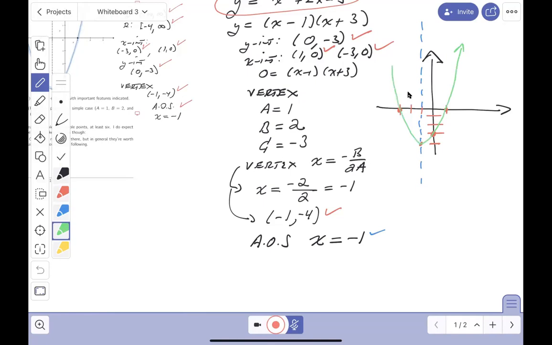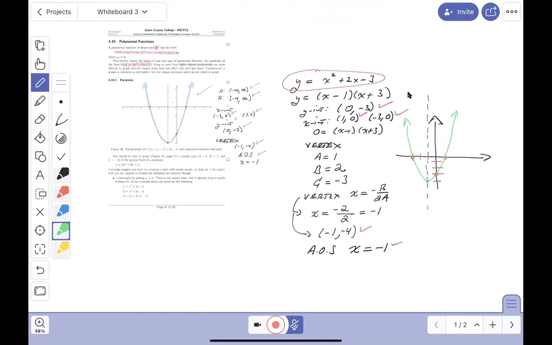Okay, let's go back. Are we getting the same picture? Of course we are. What picture's better? The one the machine does. All right. I'm going to go to the next page. We're done with this one.